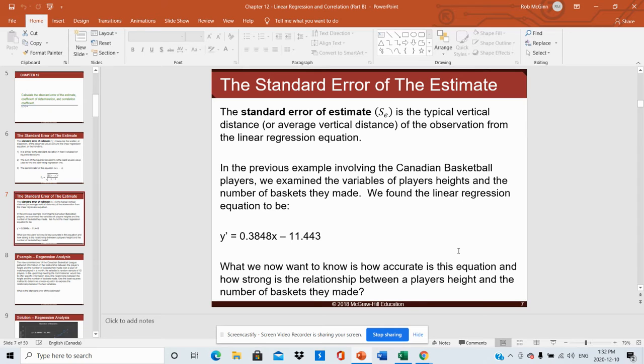So in the previous example involving the Canadian basketball players, we examined the variables of players' heights and the number of baskets they made. We found the linear regression equation to be y prime equals 0.3848x minus 11.443. Remember, 0.3848 is our slope, and negative 11.443 is our y-intercept. What we now want to know is how accurate this equation is and how strong the relationship is between a player's height and the number of baskets they made. And so we're going to start exploring that.